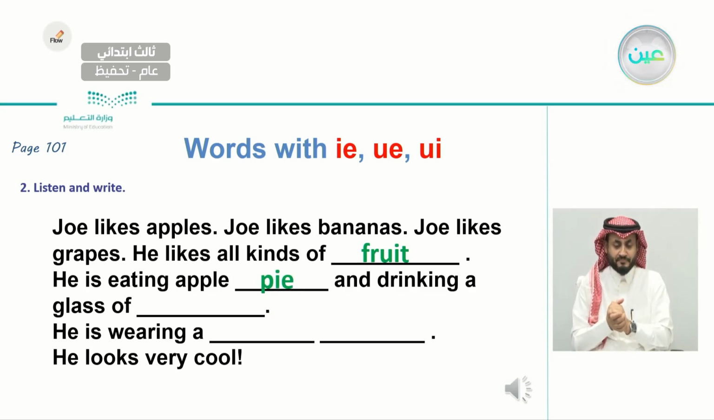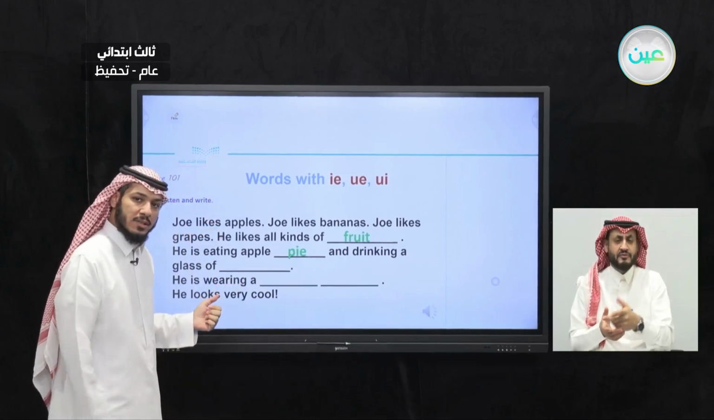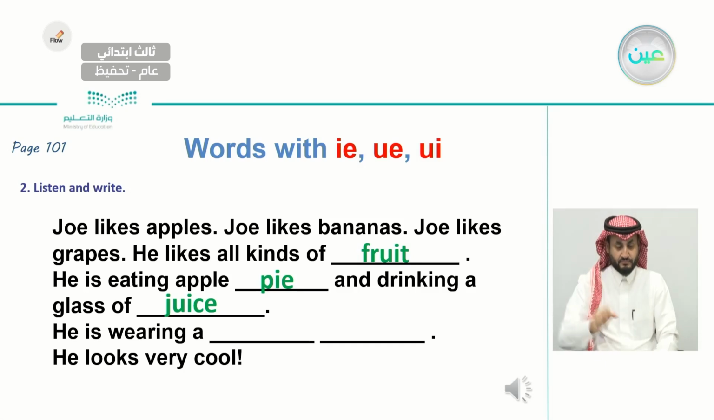And drinking, okay? And drinking a glass of what? Yes, excellent. Of juice. Perfect. So we have U and I. We pronounce as oo, juice. Okay, so we have U-I, oo, I-E, I, and U-I is oo. Fruit, pie, and juice. Okay.